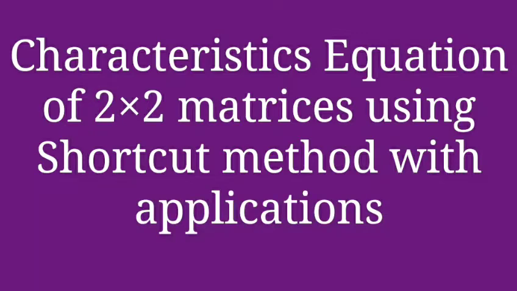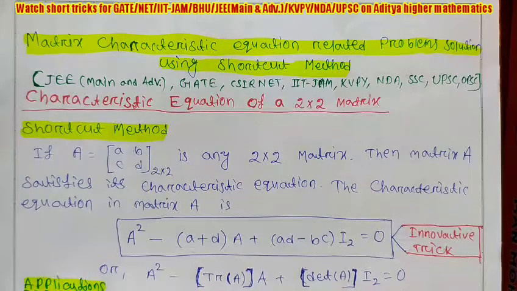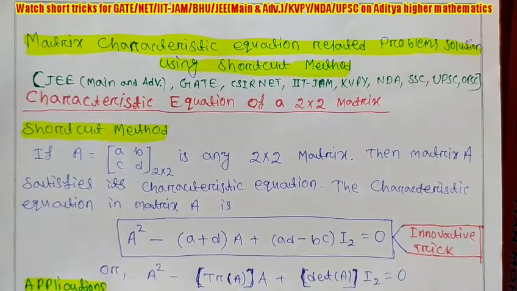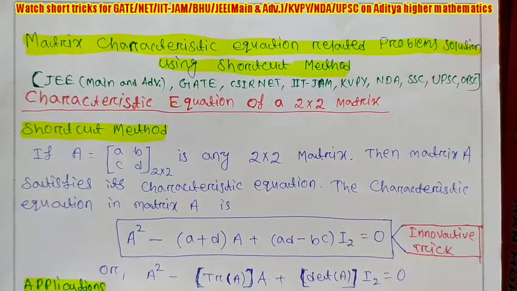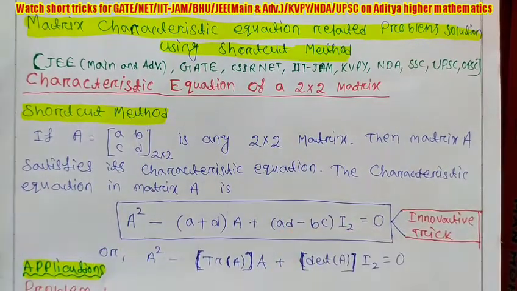Okay, now we will discuss that topic. It is an important trick. Characteristic equation questions you will get in all types of exams like GATE, NET, IIT JAM, BHU, JEE Main, Advanced, KVPY, NDA, UPSC. So it is an important concept, and using this trick you can solve some questions easily in few seconds. So first we will discuss what is that shortcut method or short trick to find the characteristic equation of 2 by 2 matrices.